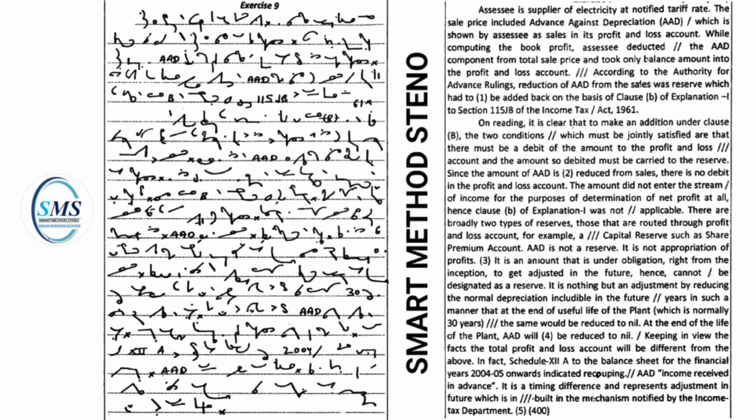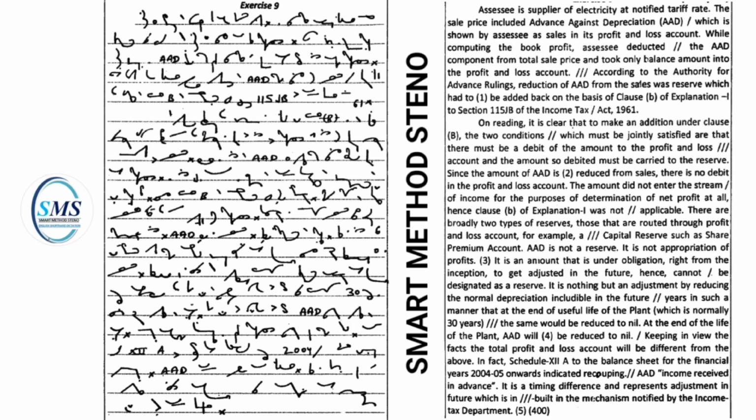Since the amount of AAD is reduced from sales, there is no debit in the profit and loss account. The amount did not enter the stream of income for the purposes of determination of net profit at all, hence Clause B of Explanation 1 was not applicable.